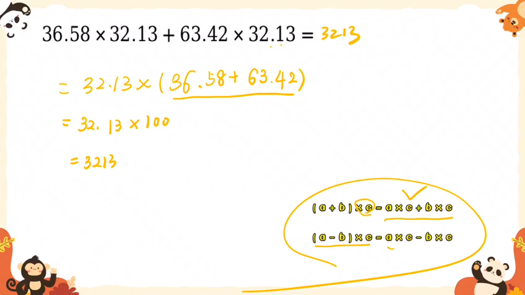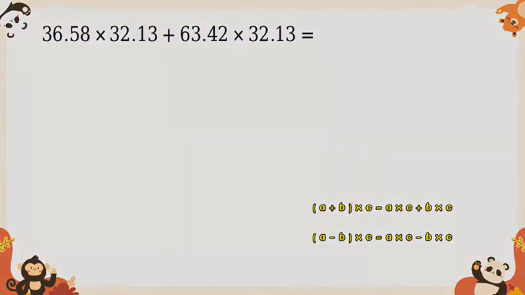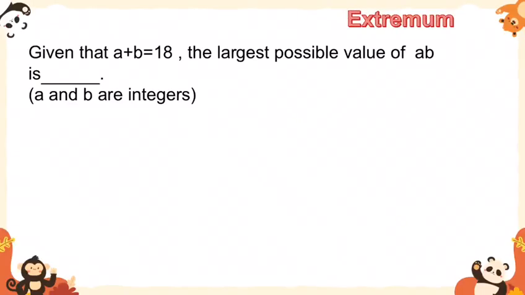That's all. So, you see, this strategy can help you calculate long formulas with decimals. It's very easy, right? Okay, next part. This part, I want to show you the extreme value problem, 极值问题. Given that a plus b is 18, what is the largest possible value of ab? Okay, pay attention: a and b are integers, 整数.